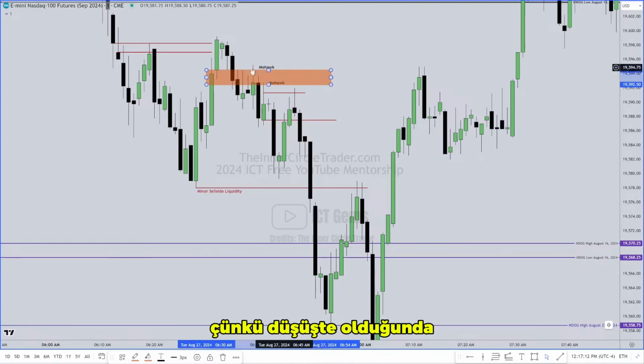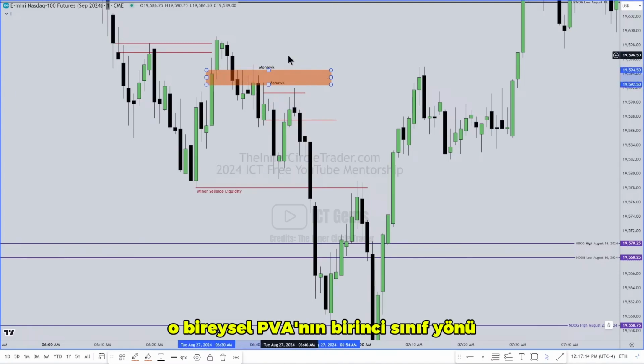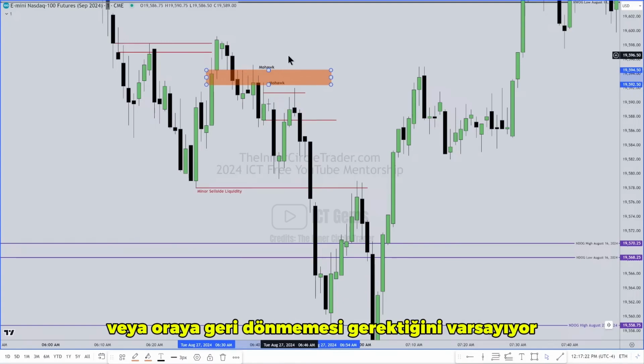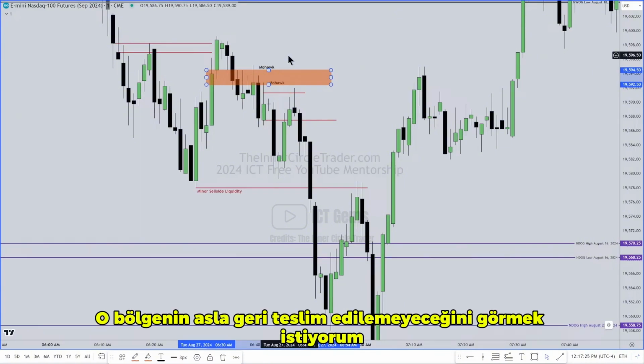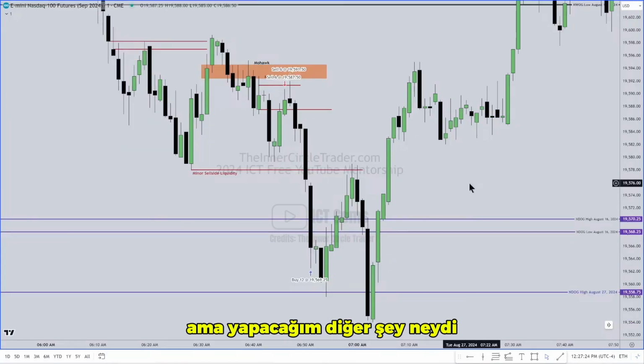Why? Because when it's bearish, the upper half, the premium aspect of that individual PD array, once it leaves it, it assumes that it should not come back there. In my mind, I want to see that area fail to ever be redelivered to. But what was the other thing I was going to do?